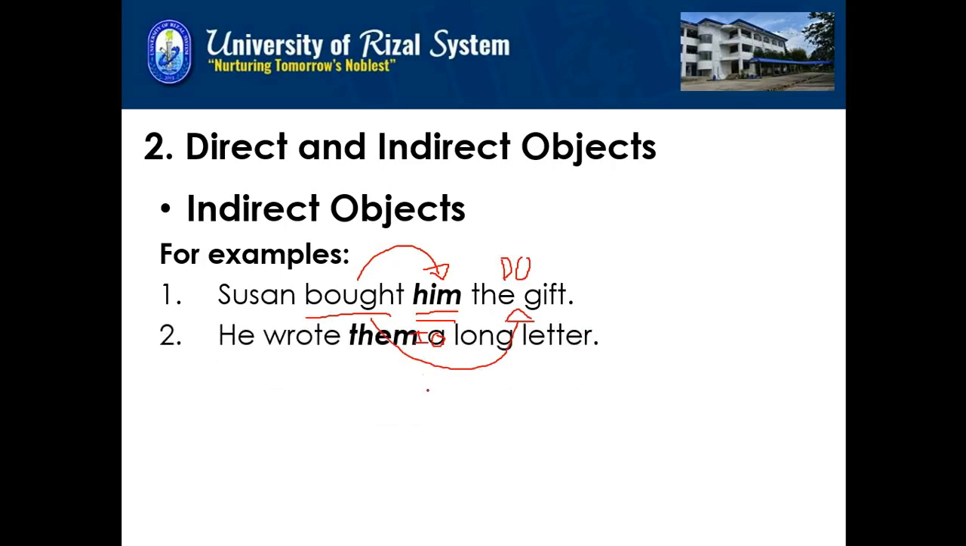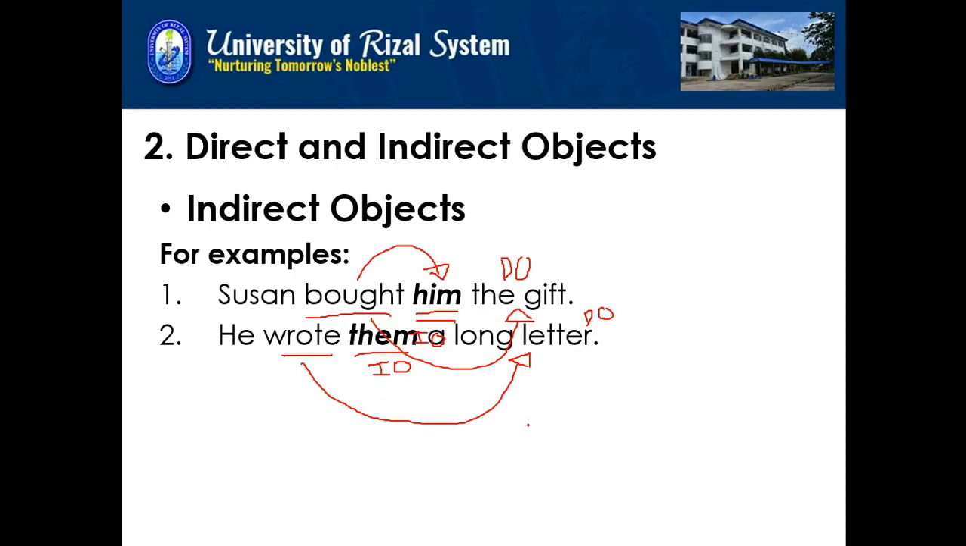Halimbawa, he wrote, the verb here is wrote. He wrote the long letter. Okay, so here the direct object is the long letter. And the indirect object is them. Gamitin ulit natin yung structure ng pag-construct ng sentence ng question. He wrote them. Di ba bitin ulit? He wrote them what? A long letter. And that explains now that this is a direct object.